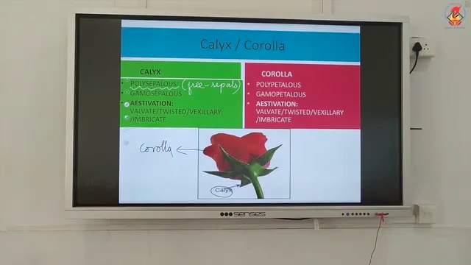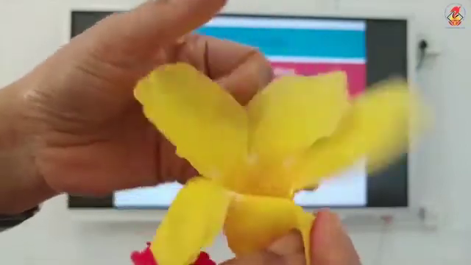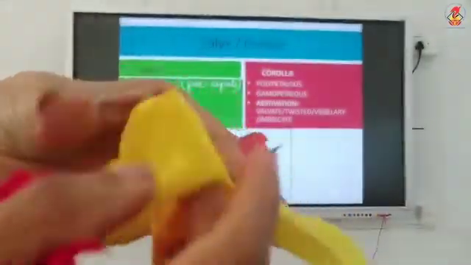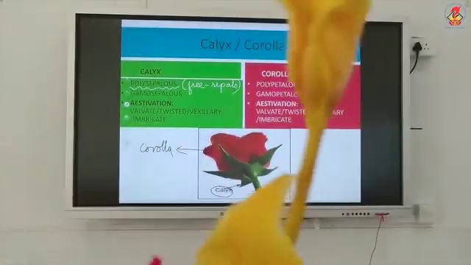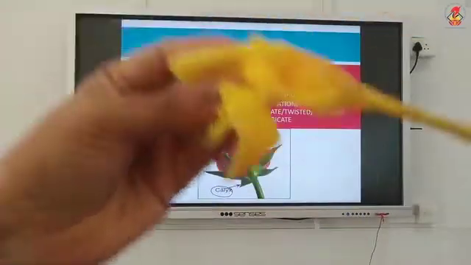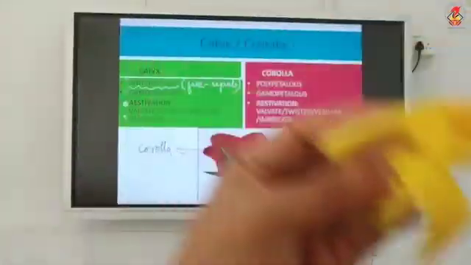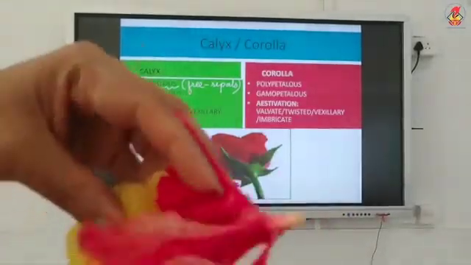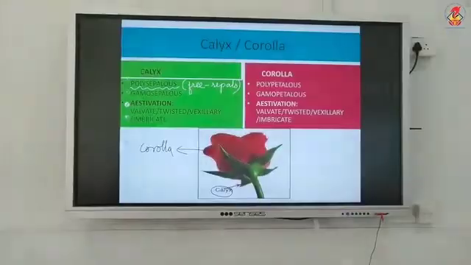But look at this yellow flower, the petals are not free. They are fused, like a cup. If I tear it, you can see it is free. So this condition where the petals are fused is called gamopetalous, and this condition where the petals are free is called polypetalous. So the same example works for both.